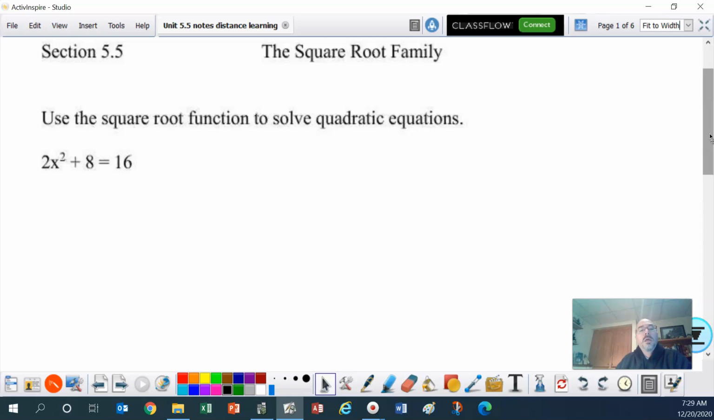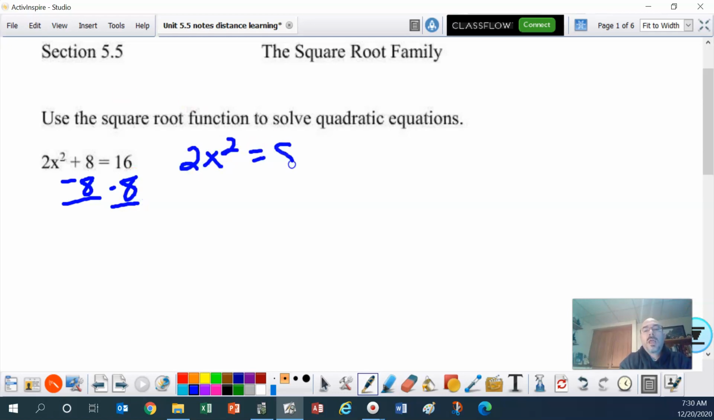All right, here we go. So we have 2x squared plus 8 equals 16. We're going to go through the same process as solving any equation for x. The first thing we need to do is get rid of that plus 8, so we're going to subtract 8 from both sides. Now 2x squared equals 8. Divide by 2. Now we have x squared equals 4.